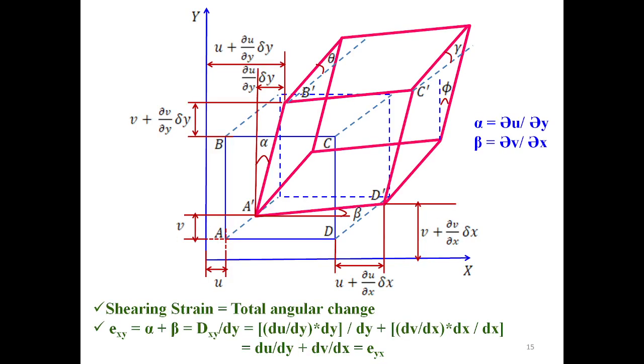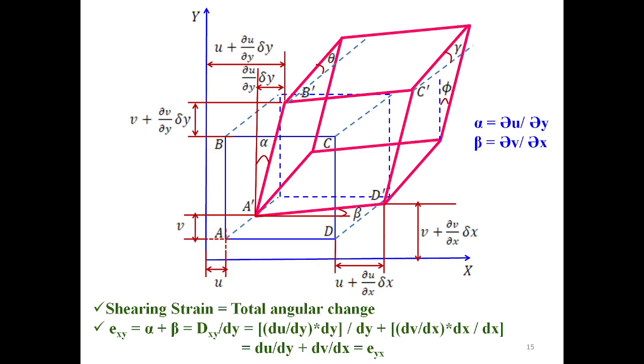The picture shows the object under shear strain. Shear strain represents total angular change in the object. The orientation will be changed here, and in the figure A, B, C, D are the original element, which is deformed to A prime, B prime, C prime and D prime.